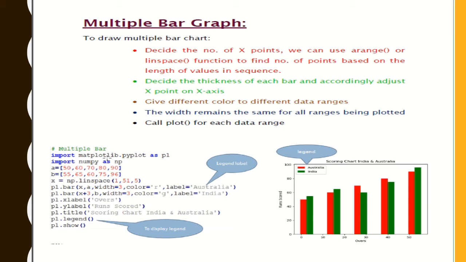First thing you have to do is import the library, that is matplotlib.pyplot. Next I'm using numpy for that. So a is my first data range, that is 50, 60, and b will be my second data range, and x will be my linspace, that is 1 comma 51 comma p. Okay, now p1.bar(x, a). So here x comma a I have given the data. Next p1.bar(x + 3, b, width).